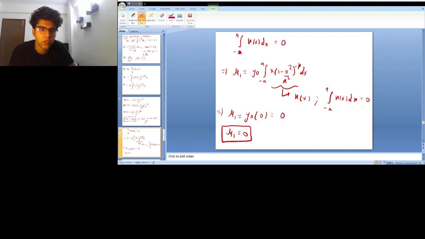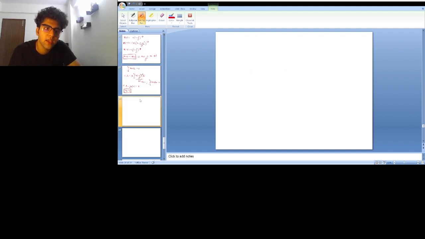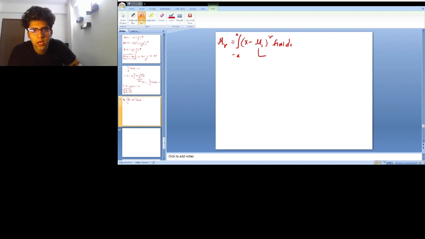Now we need to show the rth moment is equal to something times mu r minus 2, right? So let's find the rth moment with respect to the mean. My rth moment with respect to the mean will be mu r, which is equal to the integral from minus a to a of (x minus mu1) raised to the power r fx dx, where mu1 is my mean. And I know that mu1 is 0, so I can write this as x to the power r fx dx from minus a to a.